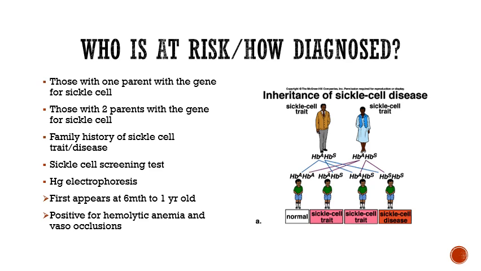And there can be sickle cell screening tests, hemoglobin electrophoresis to look at your cells, and those who have sickle cell, it normally first appears about 6 months to 1 year old, and at that time there's usually some hemolytic anemia and some vision occlusions found.